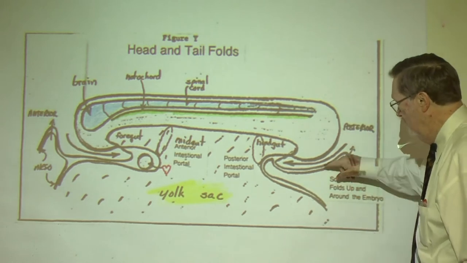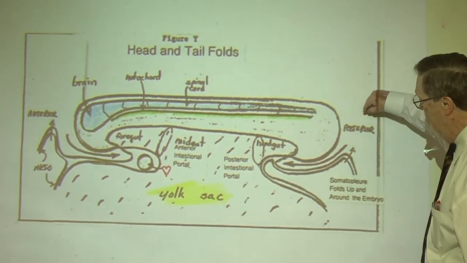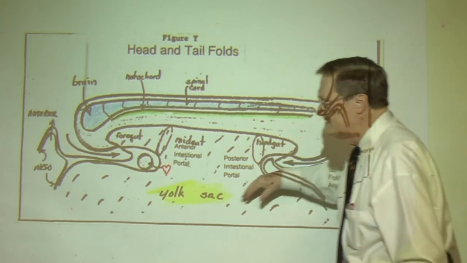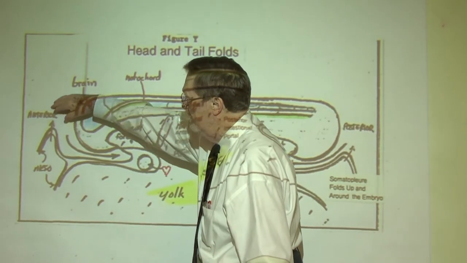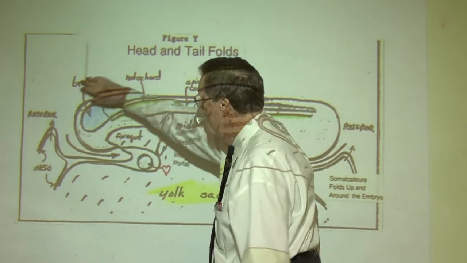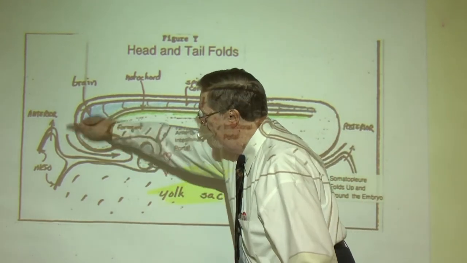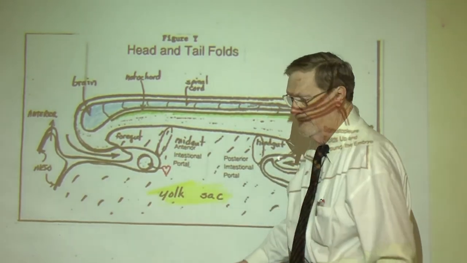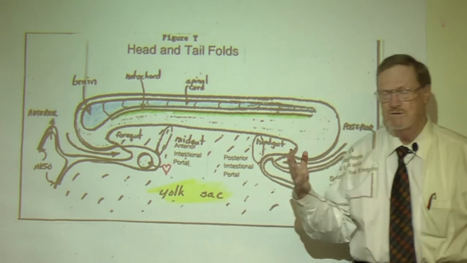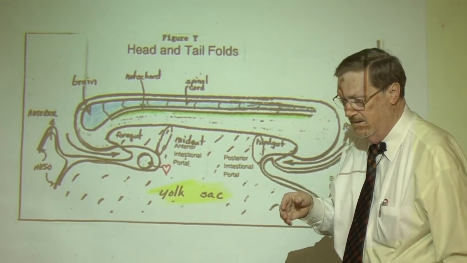This will fold up and on this side around behind the embryo and back up. This will fold around the front of the embryo and back up like that. And these two folds are going to meet somewhere in the middle, right in here. And when they do, they're going to form a sac around the embryo. Now, there are four extra embryonic sacs or membranes that we have to learn about.